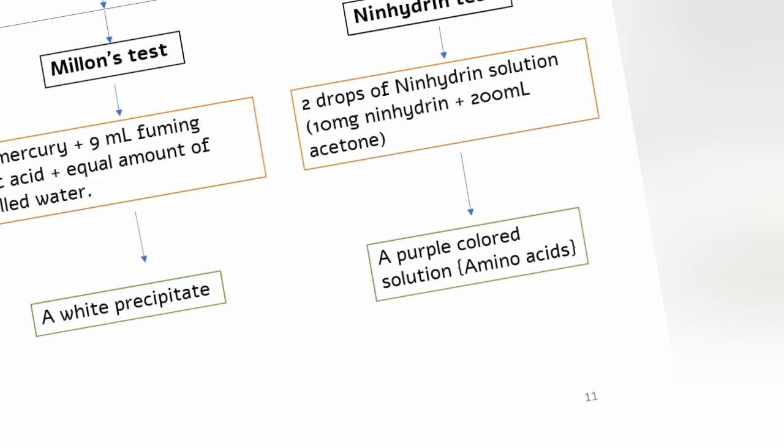We have three types of qualitative chemical tests used for detection of the presence of proteins and amino acids in plant extracts. One of them is the Biuret test, the second one is Millon's test, and the third one is ninhydrin, which is specific for detecting the presence of amino acids in plant extracts.